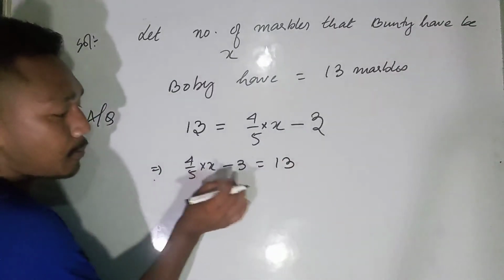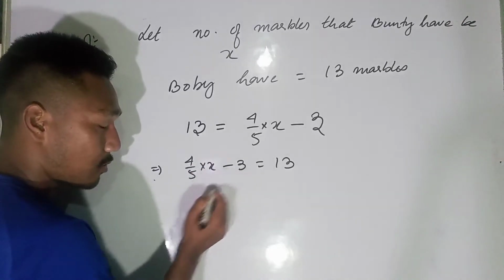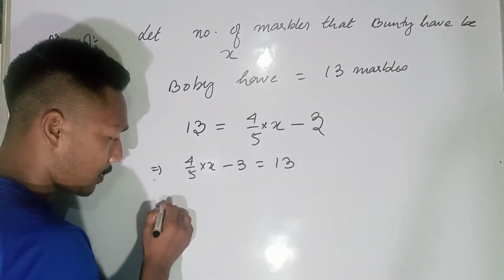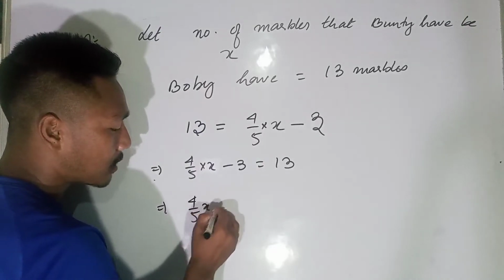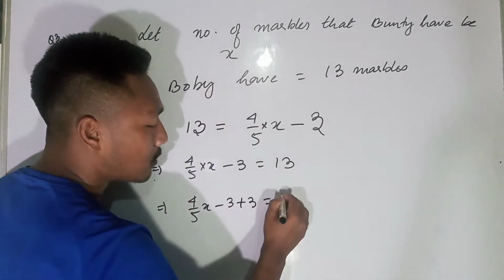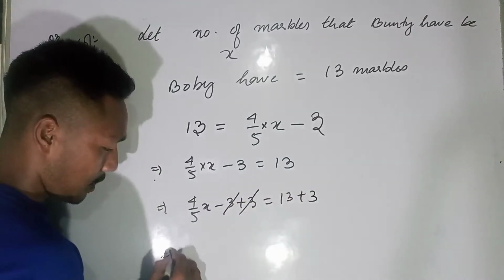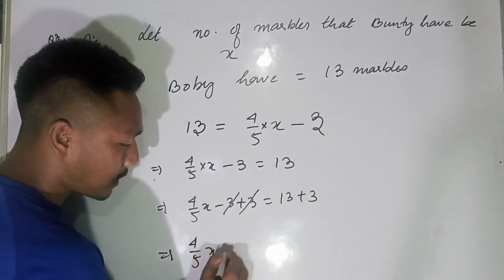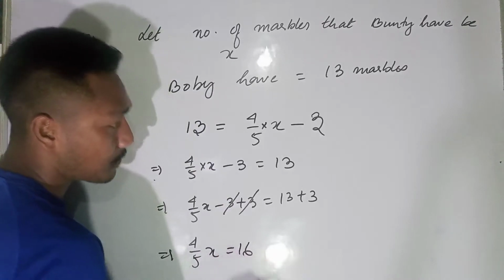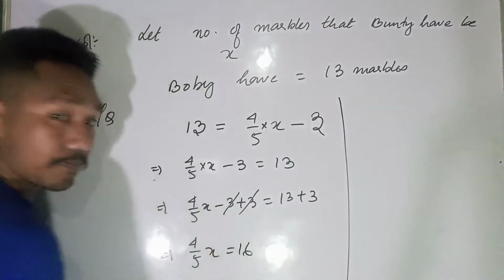So if I want to remove minus 3, since minus 3 is there, I have to add the same number. So 4 by 5 x minus 3 plus 3 is equal to 13 plus 3. Plus 3 and minus 3 cancel. Then 4 by 5 x is equal to how much? 16. Okay, it is 16 here.